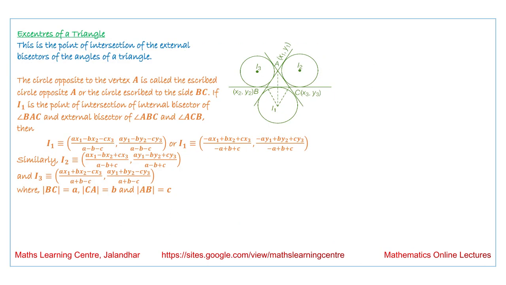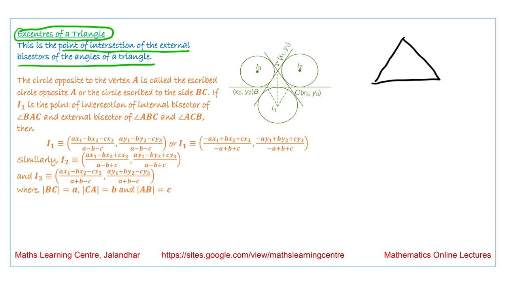Now the next term we will have over here is excenters of a triangle. Suppose we have a triangle and we are talking about the point of intersection of the external bisectors of the angles of a triangle. So we are considering a triangle over here. This is the triangle ABC. This is the point A, this is the point B, and this is the point C.